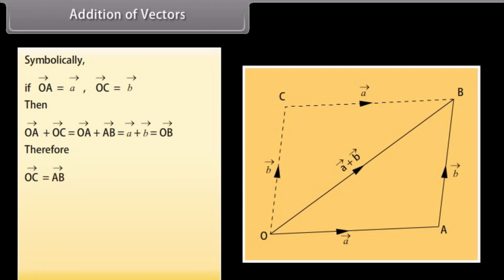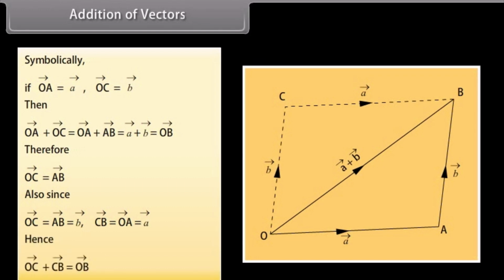Therefore, vector OC equals vector AB. Also, since vector OC is equal to vector AB, which equals vector B, vector CB is equal to vector OA, which equals vector A. Hence, vector OC plus vector CB equals vector OB.